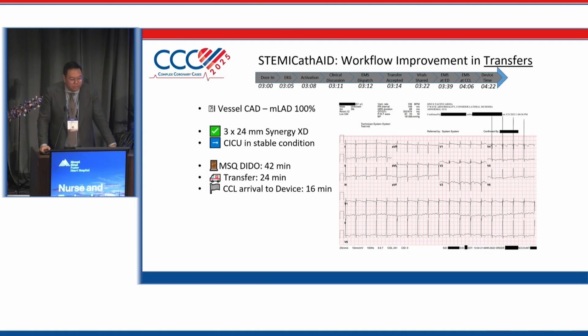So just looking at the transfer times, the Mount Sinai Queens door-in, door-out time, which has a goal of 45 minutes, was done in 42 minutes with the application. The actual driving time was 24 minutes. And the arrival time to the cath lab device was 16 minutes because we're all ready and waiting. So that's a door-to-device time of 82 minutes, nearly 40 minutes under the benchmark of 120 minutes.